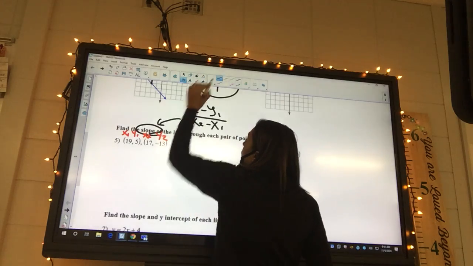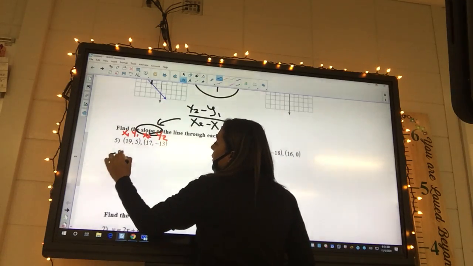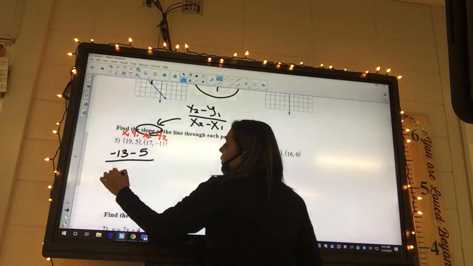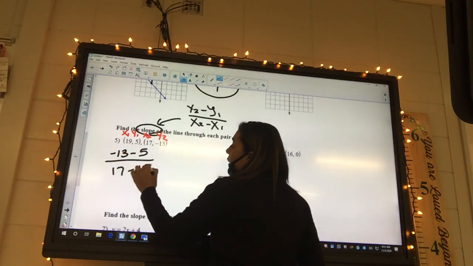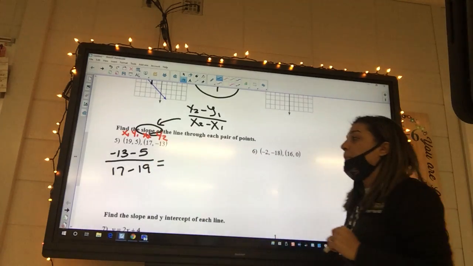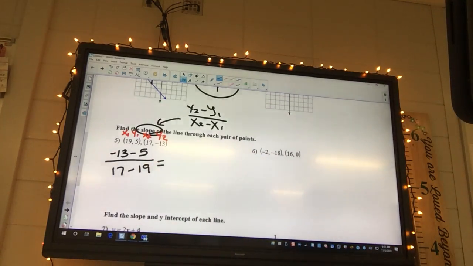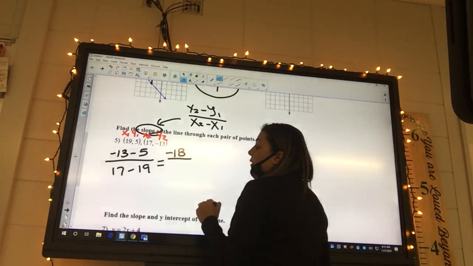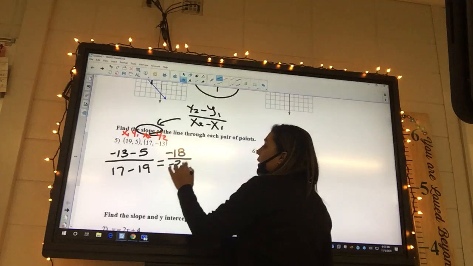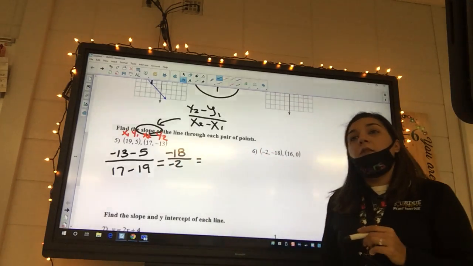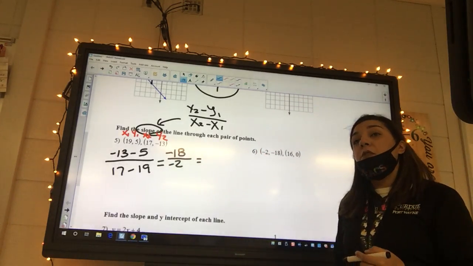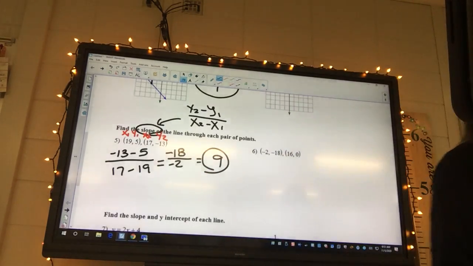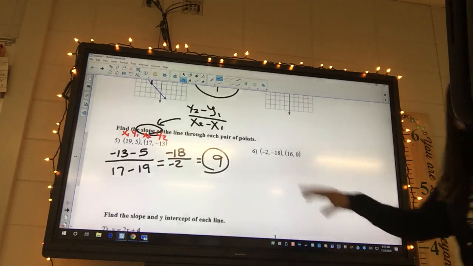So our slope is going to be y2, negative 13, minus y1, 5, over x2, 17, minus x1, 19. Well, negative 13 minus 5 is negative 18, over 17 minus 19, negative 2. What's a negative and a negative? Positive. And then 18 over 2 is 9.